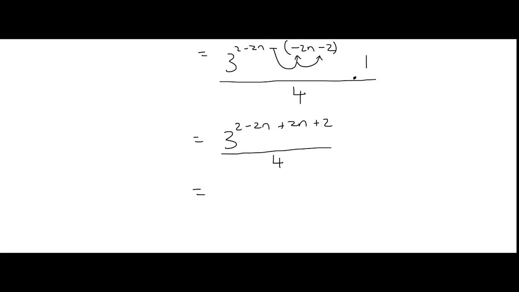And now we can simplify, so the minus 2n and the plus 2n cancels. 2 plus 2 is 4, so it'll be 3 to the power of 4 over 4. And 3 to the power of 4 is 81 over 4. And then you can leave the answer like that.